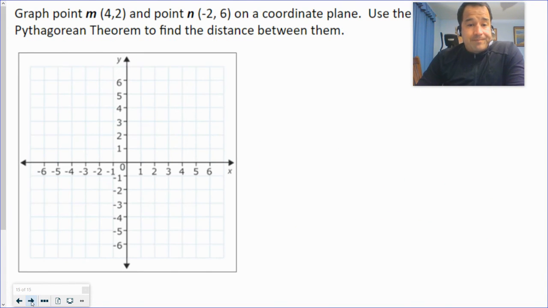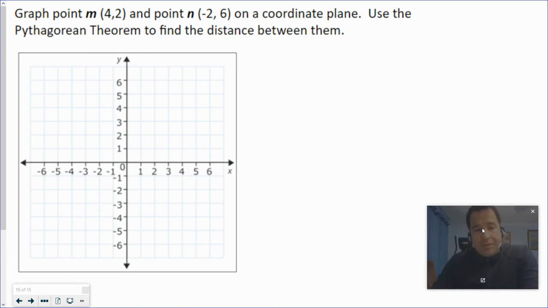Ladies and gentlemen, one last problem. Now, this one is kind of interesting here. This is a coordinate point problem. So if you have some graph paper, I should have had you have some graph paper. I'm sorry. If you have some graph paper, please get it out, and let's try this problem.